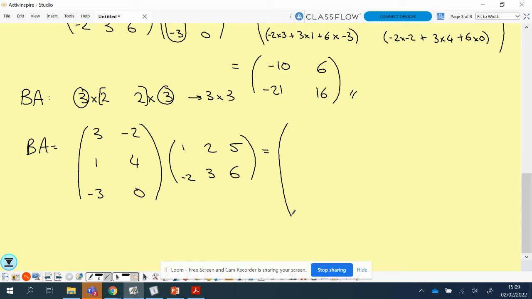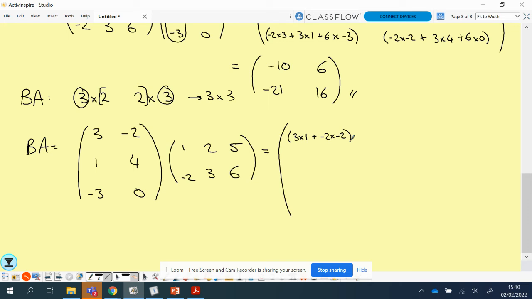Okay. So that means, let's deal with the first row. So the first row's got to multiply all these columns one at a time. Okay. So starting off with the first column, that's going to be 3 times 1 plus negative 2 times negative 2. So that's going to be my first entry in there. Okay, first row multiplied by the first column.